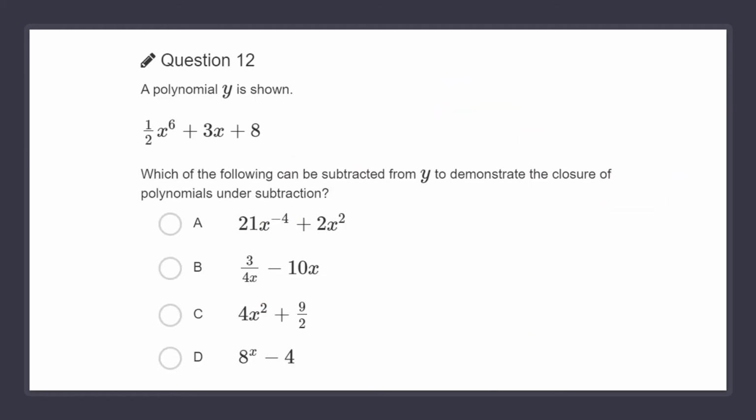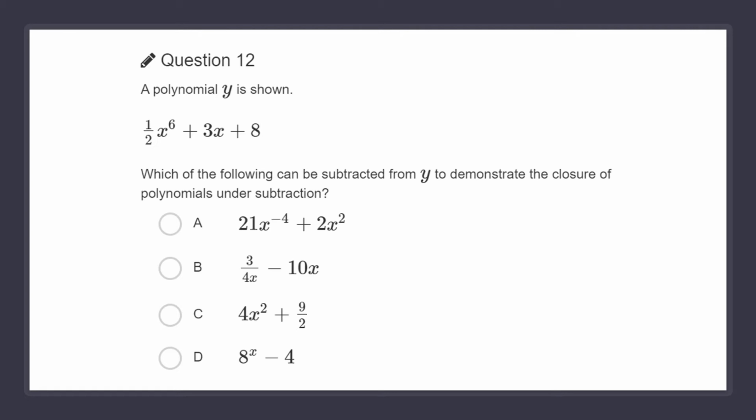Polynomial y is shown, 1/2 x to the 6 plus 3x plus 8. Which of the following can be subtracted from y to demonstrate the closure of polynomials under subtraction? So to review what closure means, it just means that if you do an operation, in this case subtraction, with the same type of, I don't want to say numbers, but items, then you will get that same type of number out. So since we have a polynomial, we have to choose another polynomial in order for this to be closed, because what it's saying is that if you take a polynomial and subtract a polynomial, you'll get a polynomial.